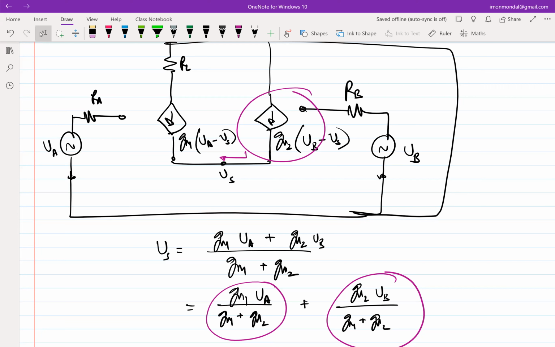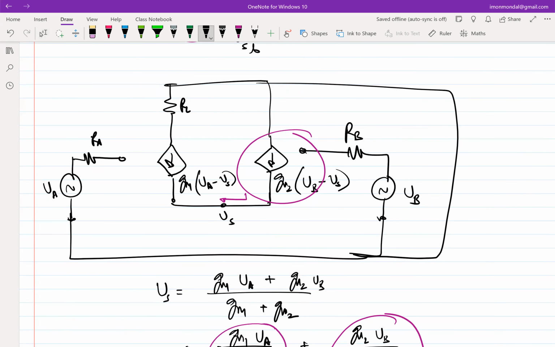This loading is not a function of the internal resistance of the sources, right? So this is not dependent on RA or RB. If the source voltage or the gate voltage are not dependent on RA and RB, which means there is no loading effect, which means this is all good. Okay. So if that is the case, what is the incremental current?